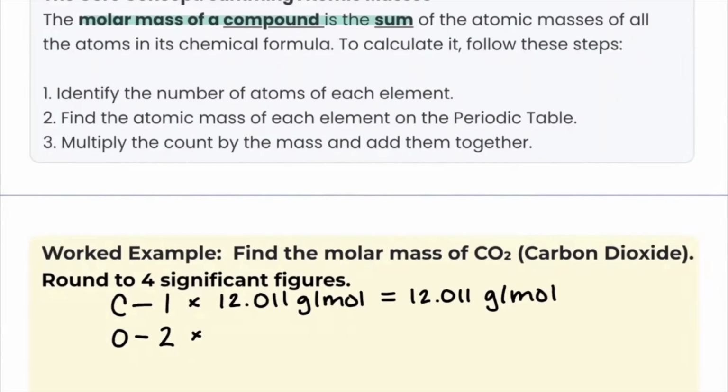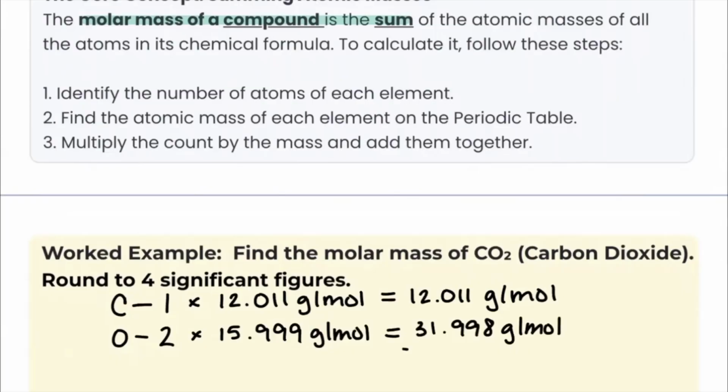And oxygen is 15.999 times the 2 present here, we end up getting 31.998 grams per mole. Now, adding these two numbers together, we end up getting 44.009. And let's say your teacher asks to round to 4 significant figures. Well, we count, and we see that we end at this last 0 here. So look next door to it. It's above a 5, so we're going to round up. So your answer should be 44.01 grams per mole of CO2.